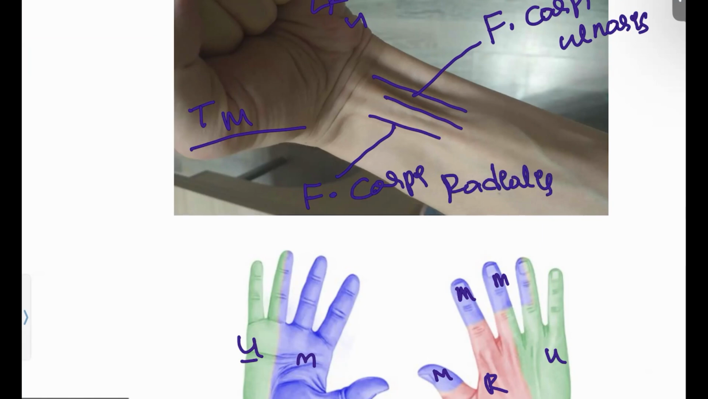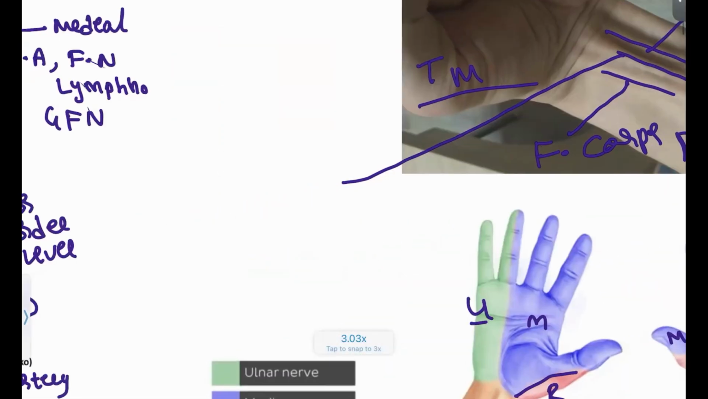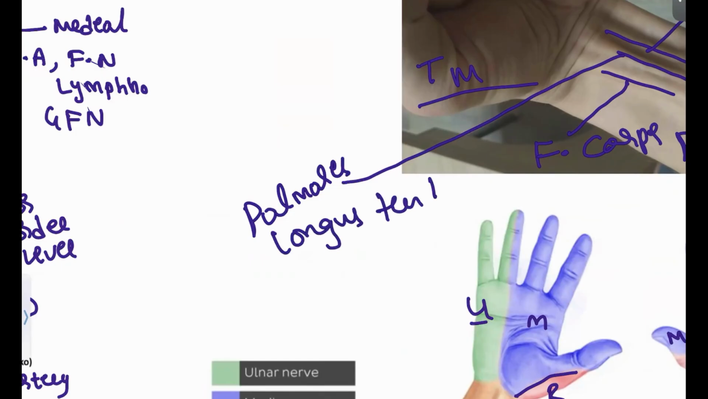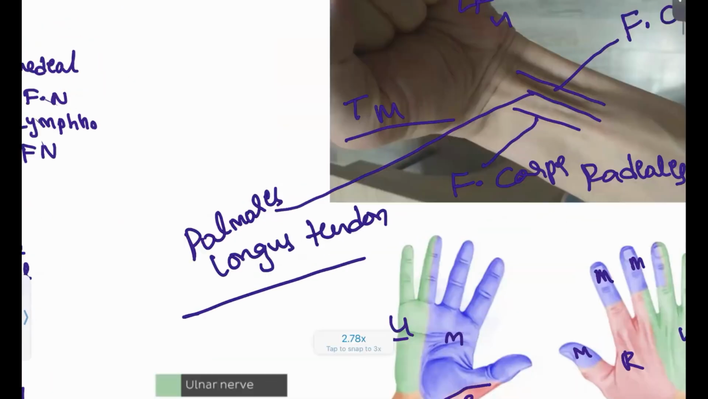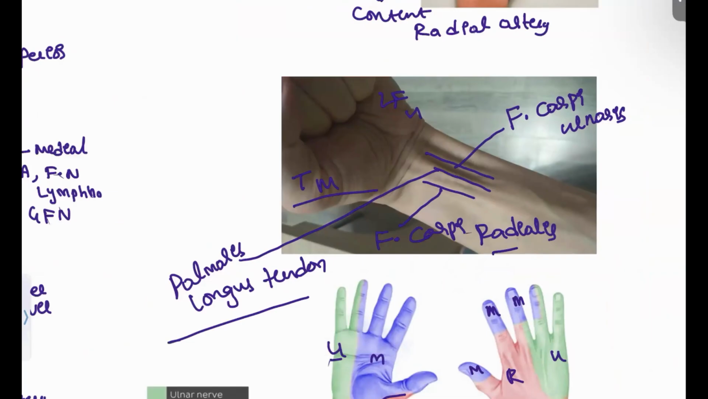And how about the middle one? This is your palmaris longus tendon. Okay. Image based question you have to remember. On the thumb side, radialis, on the little finger, ulnaris, and the middle one which is passing through is your palmaris longus tendon.